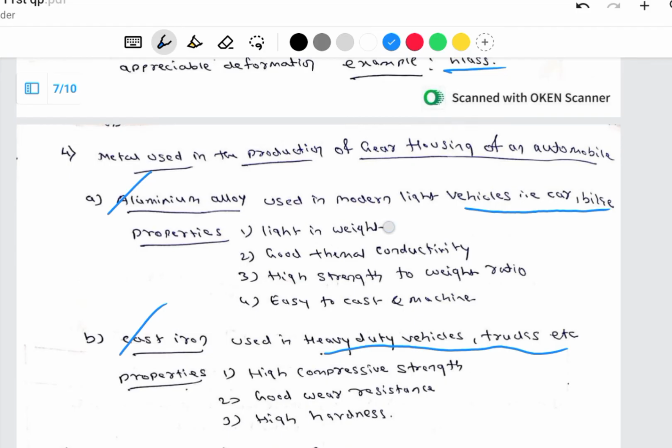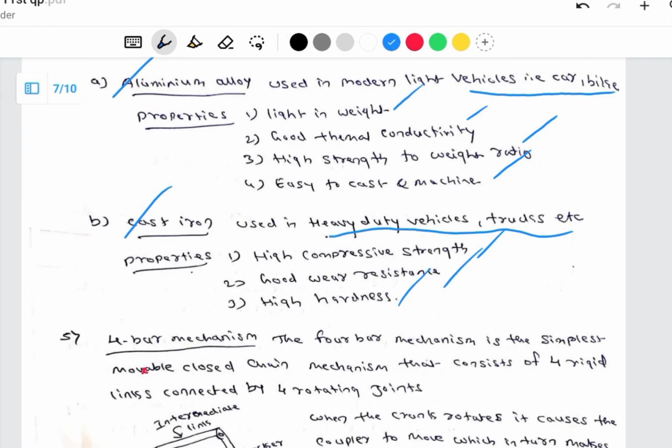So you have to write application and properties. Aluminum is light in weight, has good thermal conductivity, and a high strength to weight ratio, and is easy to cast and machine. Cast iron properties are high strength, compressive strength, wear resistance, and high hardness. So these are some properties. Again, you can add more properties so that you get more marks.